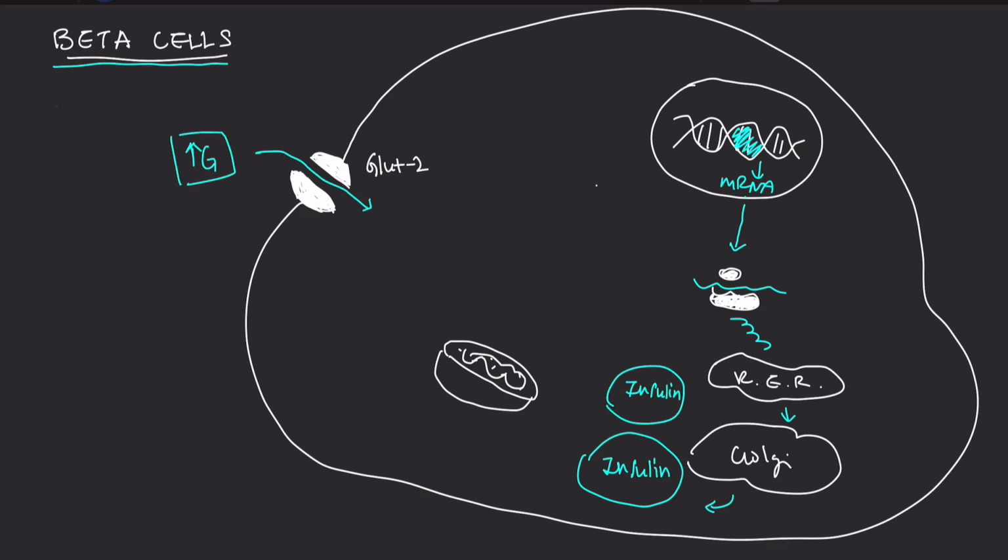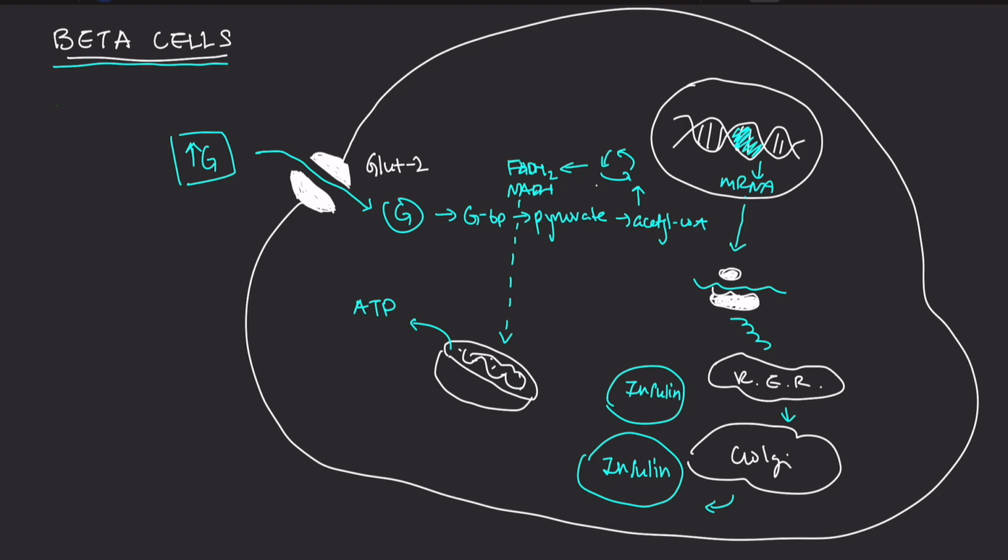GLUT2 transporters allow glucose to enter the beta cells. Inside the cell, glucose undergoes glycolysis, generating ATP. Of course, there are many intermediate steps, including the link reaction, the Krebs cycle, and the electron transport chain. This increase in ATP causes potassium channels to close, leading to cell depolarization due to the positive membrane potential.